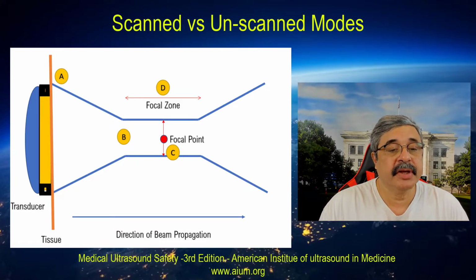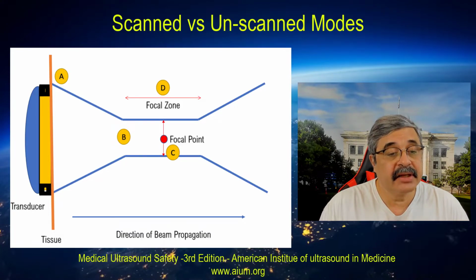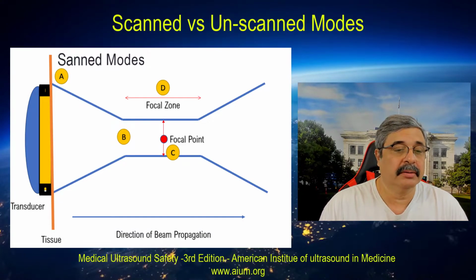Scan modes such as B mode imaging, the one we use during routine echocardiography, and color flow Doppler distribute the energy over a large volume. In scan modes, the highest temperature is frequently at the surface where the ultrasound enters the body.